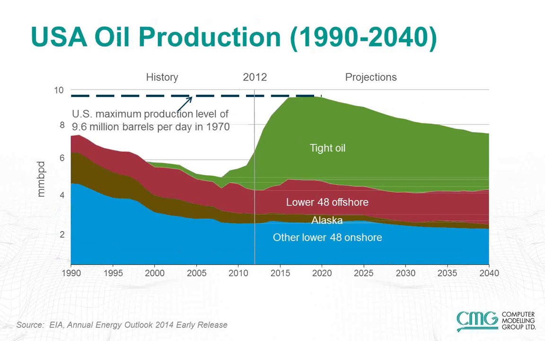And here we have it compared to the U.S. maximum production level of 9.6 million barrels per day in 1970. Current expectations are that we will once again reach that maximum production level within the next few years.